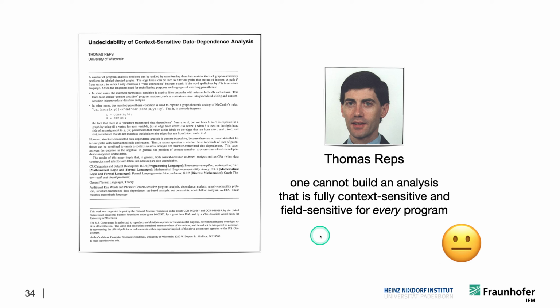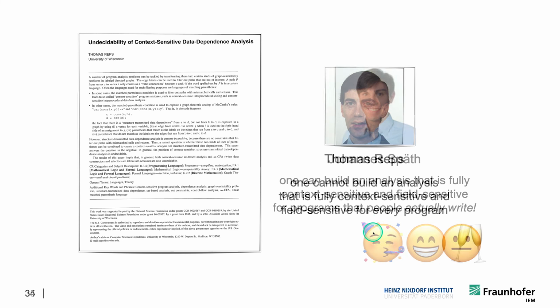Then you have to see, though, that this is only saying the following, right? What this essentially says is that you cannot build an analysis that is fully context sensitive and field sensitive for every program. Okay, that is exactly what is undecidable. But the point is, you do not necessarily need to do that for every program. You only want to be able to do that for programs that people actually analyze.